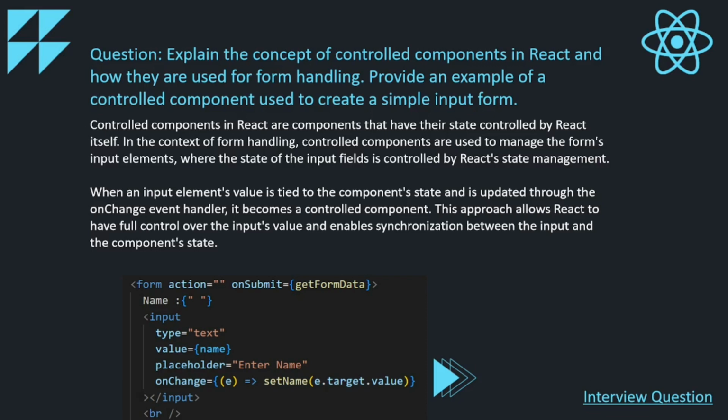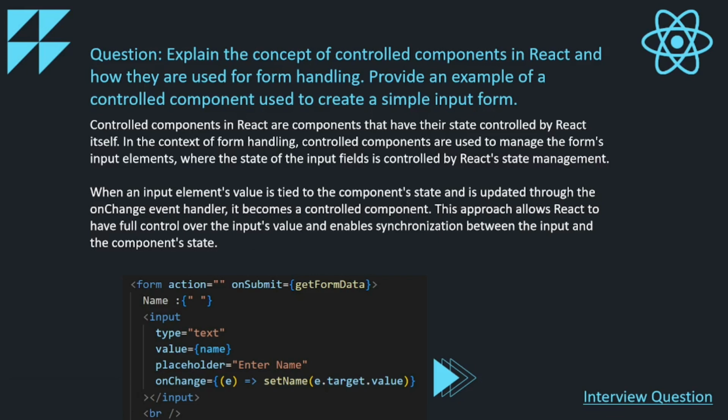Controlled components in React are components that have their state controlled by React itself. In the context of form handling, controlled components are used to manage the form's input elements, where the state of the input fields is controlled by React's state management. You can see what we have done was make states for the inputs in our form. When an input element's value is tied to the component's state and is updated through the onChange event handler, it becomes a controlled component. Again, I'm reading this line because it is important. Now you might easily understand what this means because we have already done this in the code. This approach allows React to have full control over the input's value and enables synchronization between the input and the component state.